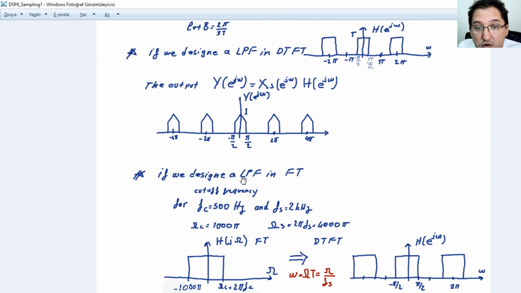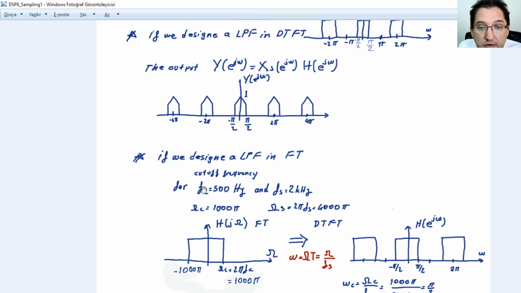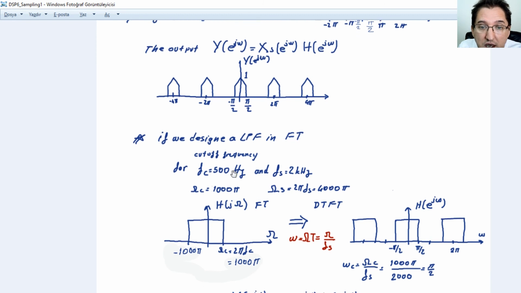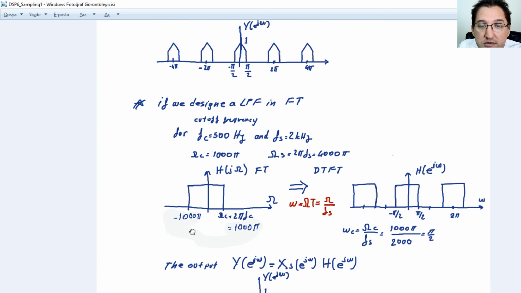And if we design a low-pass filter, for example, in the Fourier transform this time, and we determine the cutoff frequency as 500 Hertz, and let the sampling frequency be 2 kilohertz, and let's change the variable to radians per second here by multiplying by 2 pi. We get this, and the ideal low-pass filter shape is like this, and this is 1000 pi, and this is minus 1000 pi here.